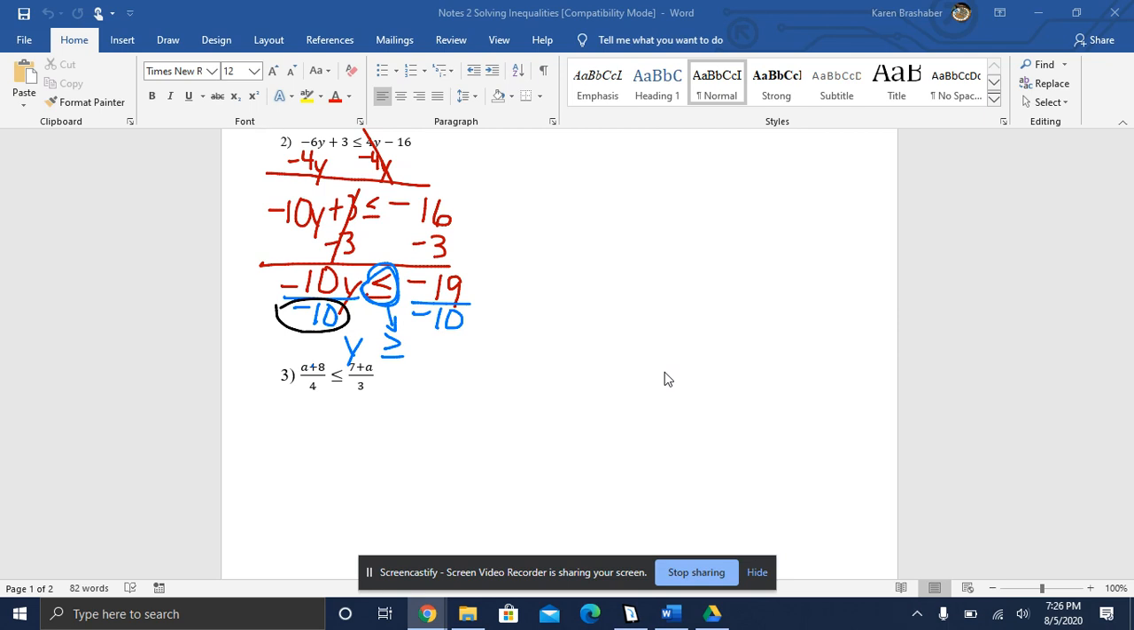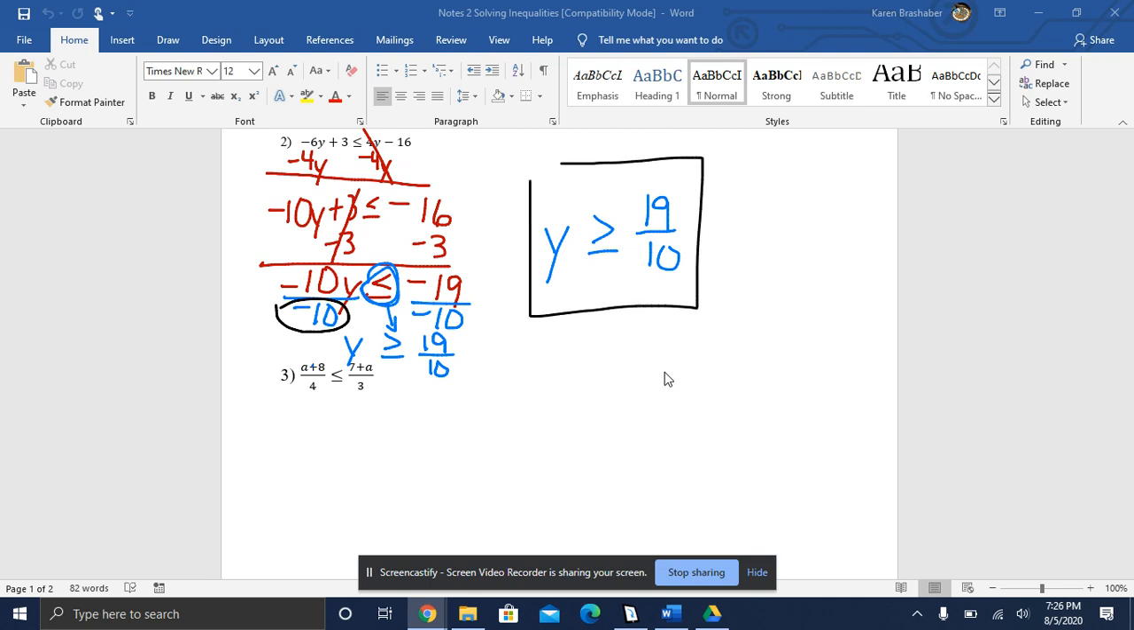Now, 19 does not divide evenly by 10. You also cannot reduce, except for the fact that you have a negative divided by a negative, which is a positive. So we're going to leave that 19 over 10. I'm not going to have us graph this one, but I do just want to emphasize that the entire statement is your solution. So your solution is not just 19 over 10, but rather the entire statement, y greater than or equal to 19 tenths.